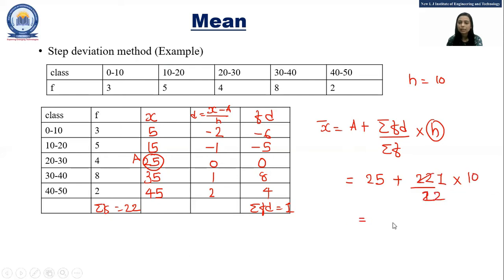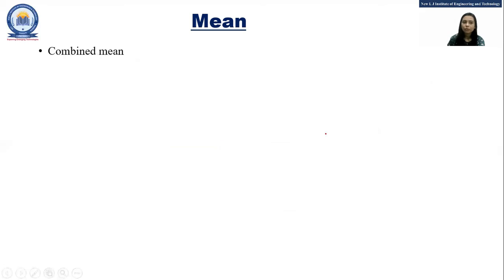So the answer must be equal to 25.45, because if you solve the example through the direct method or the step deviation method, you are going to get the same answer. Now moving to the next topic, that is the combined mean.